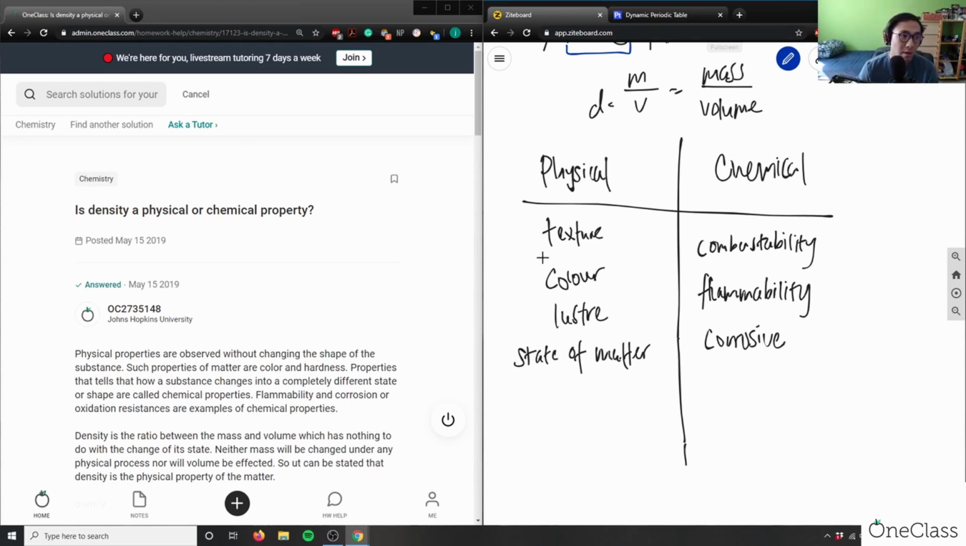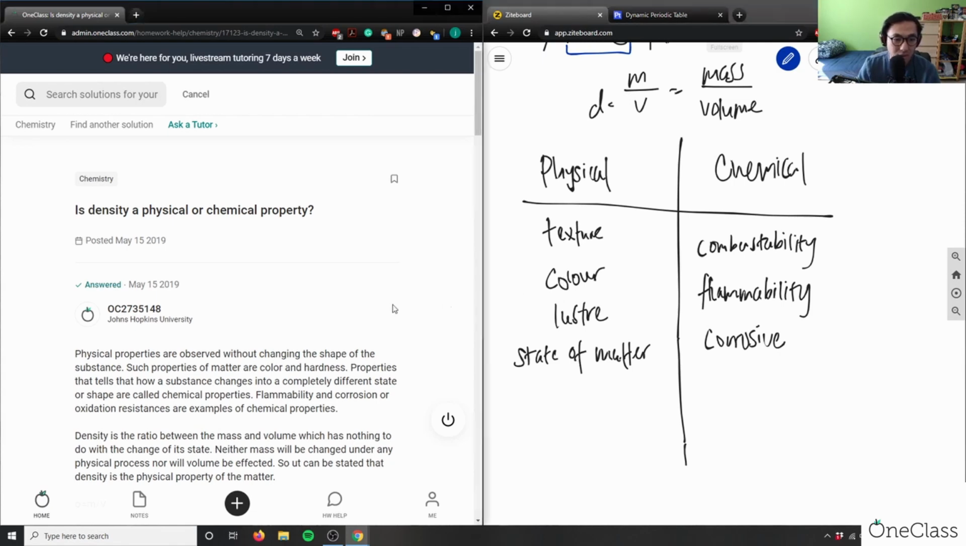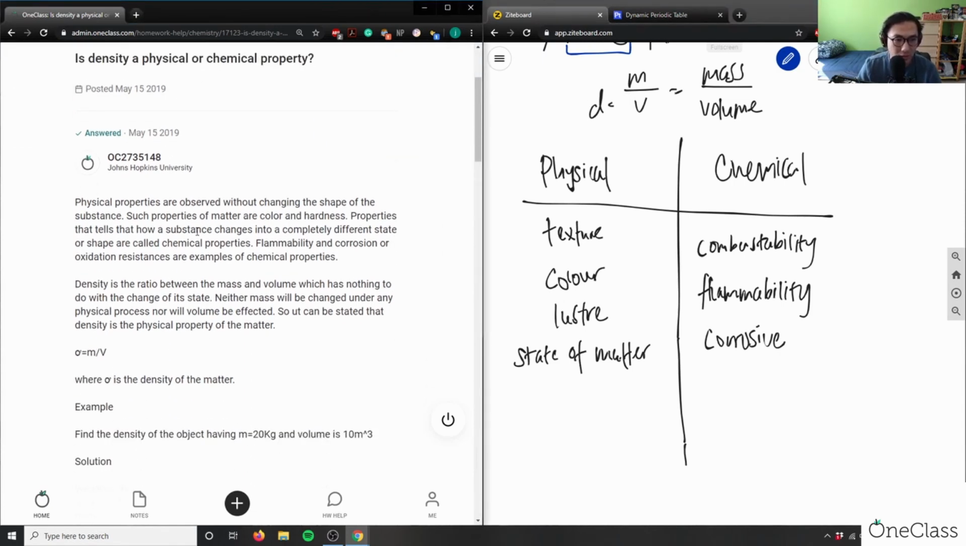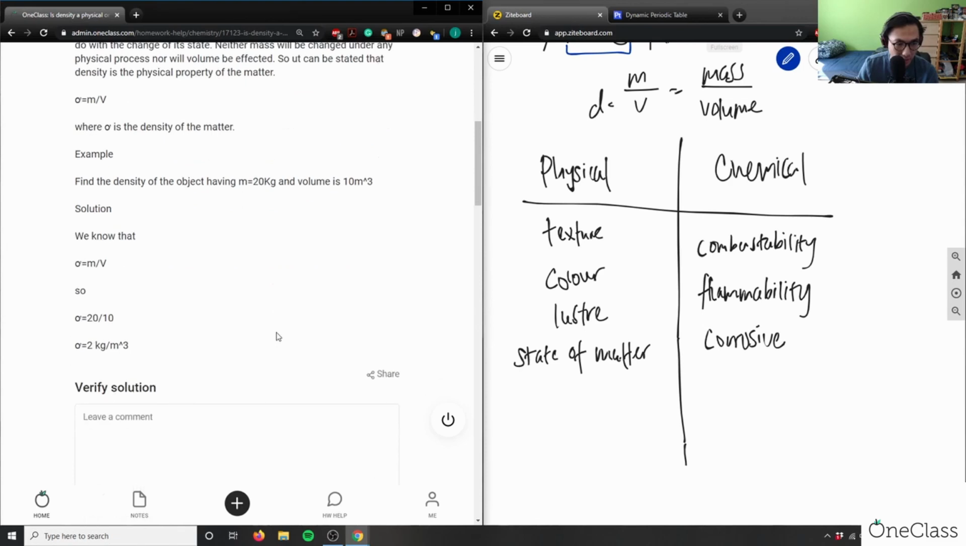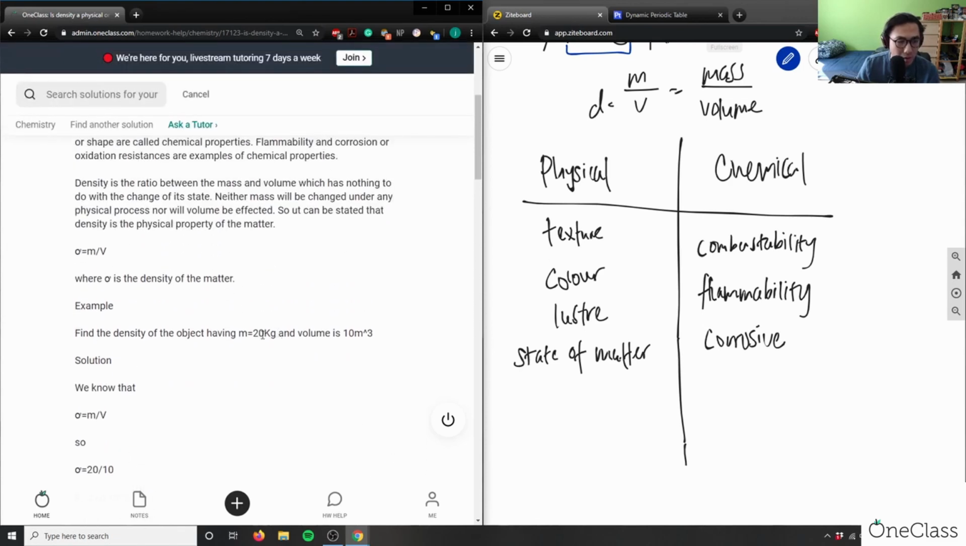Whereas texture, color, luster, and state of matter can't change. Copper will remain copper. It will remain hard, gold will remain shiny unless a chemical reaction happens. And the state of matter doesn't change unless I change the temperature, right? So these are things that don't change unless I change another thing. Density doesn't change. So in this case, they kind of describe what a physical and chemical property is. That's good. So they're calculating some density of the matter here. They use this mathematical explanation to figure out the density of an object.